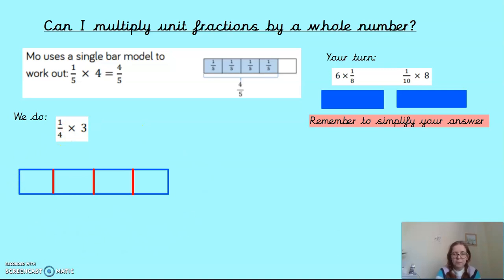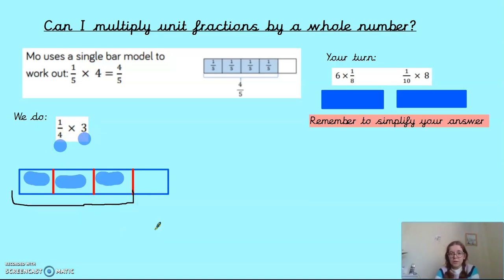How am I going to put it into my single bar model? Instead of drawing out all of my bar models, I'm just going to draw one. It's going to have 4 parts because that is our whole. I need to colour in 3 of them. Here we go, 1, 2, 3, and I'm not going to colour in that one because I'm only colouring in the amount we are multiplying by. So then I can count out how many I have. So 1 quarter times by 3 is equal to 3 quarters.